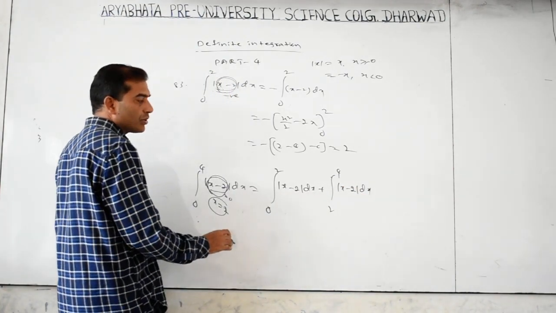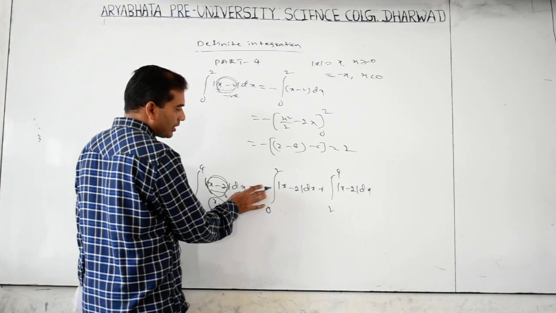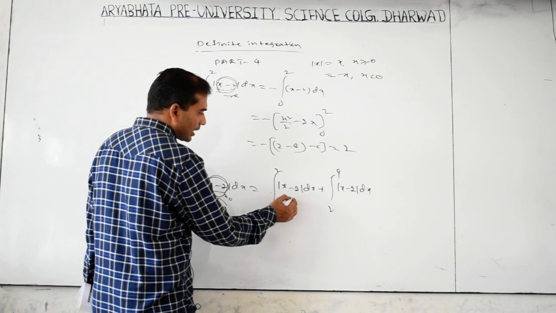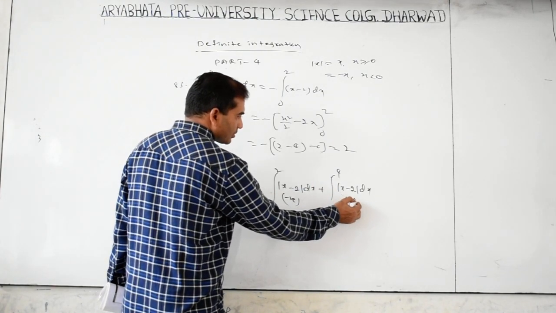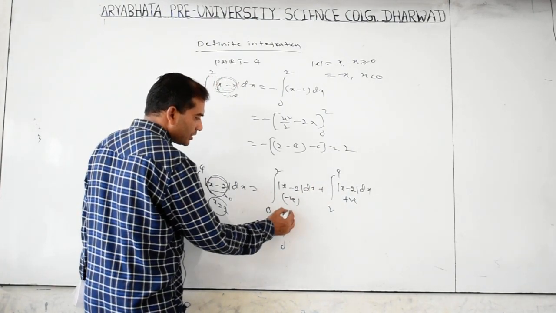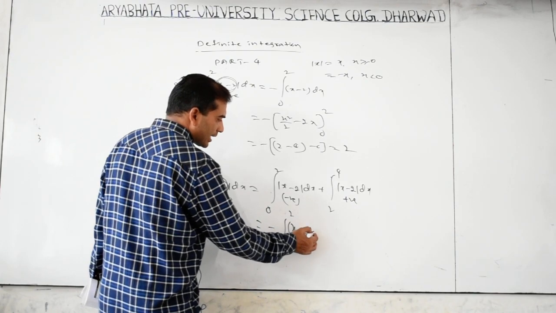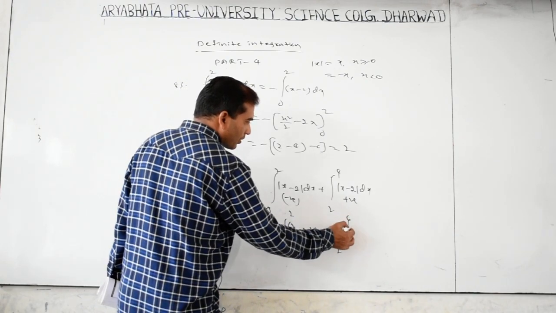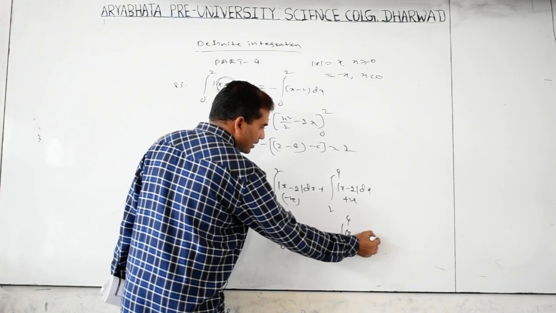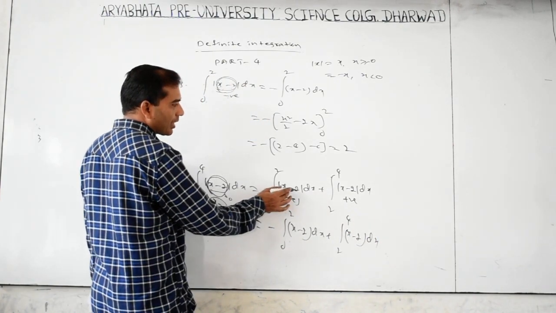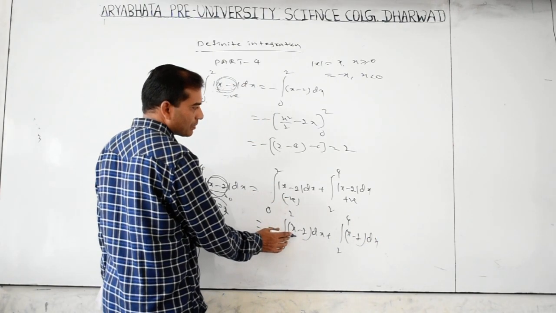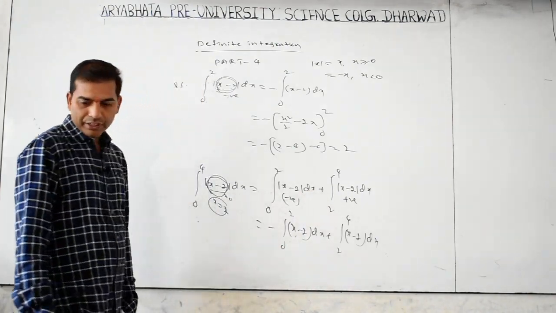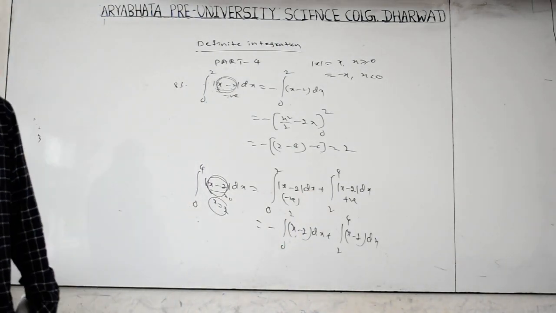In 0 to 2, take any one number and you will get negative here. So negative, and this is positive. So it is minus of 0 to 2 x minus 2 dx plus 2 to 4 x minus 2 dx. Understood? If it is negative, the mod of x minus 2 is minus of x minus 2. If it is positive, the mod of x minus 2 is plus x minus 2. Okay.